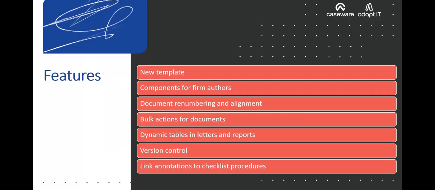Link annotation to checklist procedures. Users can now link annotations to specific checklist procedures instead of the checklist document as a whole. Users can select a specific procedure after they select a checklist document from the link drop-down. They can expand and collapse groups and procedures with sub-procedures to find the procedure they're looking for. The selected procedure displays in blue.